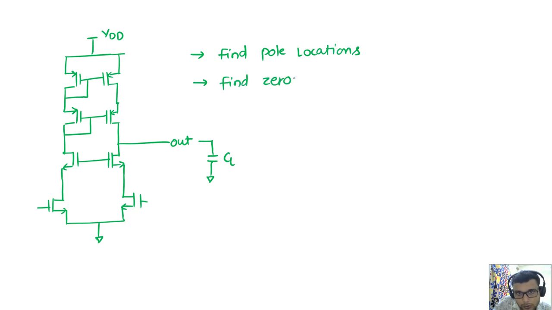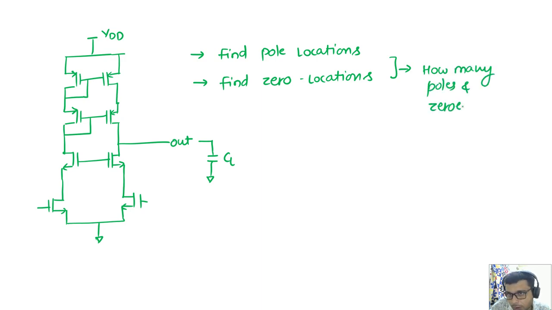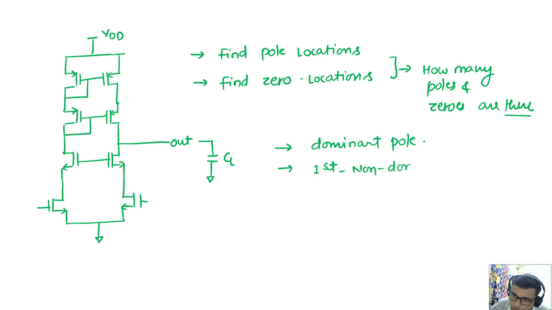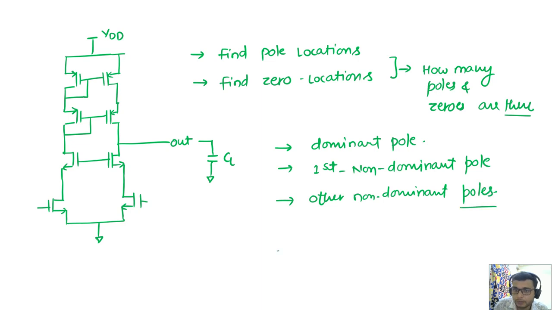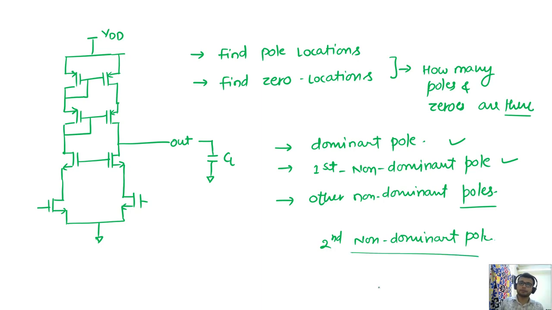Find the zero locations also. How many poles and zeros are there? And the third thing is the dominant pole, the first non-dominant pole, and the other non-dominant poles. You have to analyze in such a way that I get the dominant pole, the first non-dominant pole, and also the second non-dominant pole. How will you analyze? I want to see.